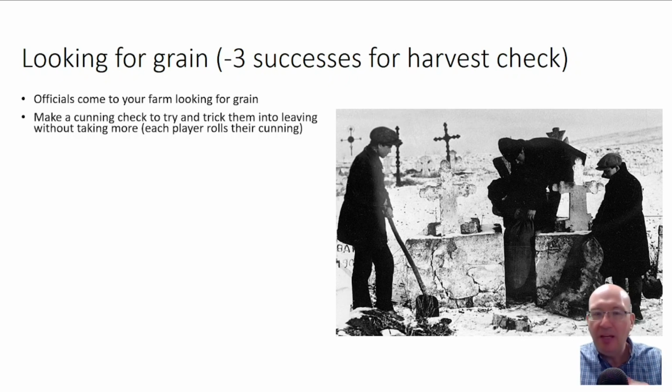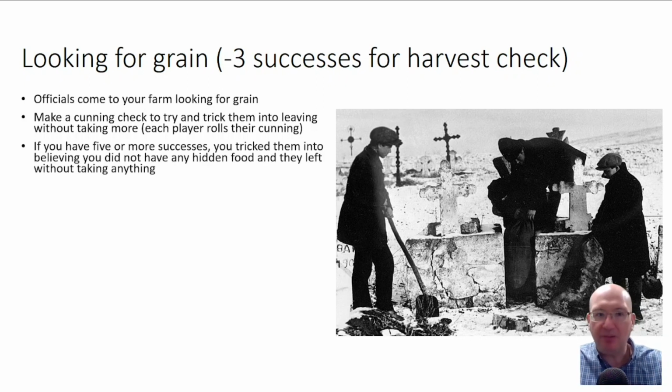And I can just tell people this works the same, but you roll your cunning, which is on your card, right? And then you add it together. And then I have, what happens if you have 5 or more successes and I have a description: you trick the officials to believe you not have any hidden food and they left without taking anything.